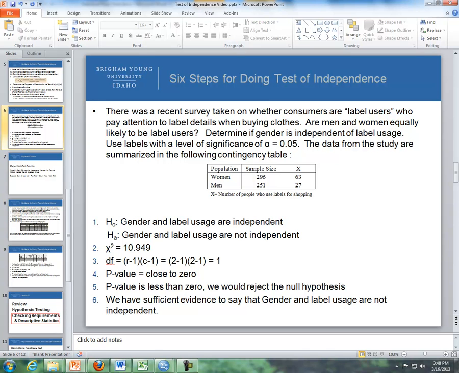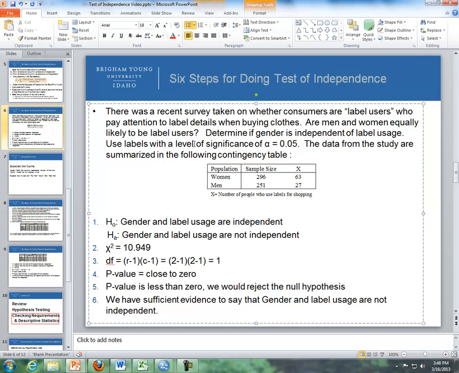So we use labels. I should change that. Use a level of significance of alpha equal to 0.05, and the data from the study are summarized in the following table. Okay. So out of 296 women, 63 are label users, and out of 251 men, 27 are label users.